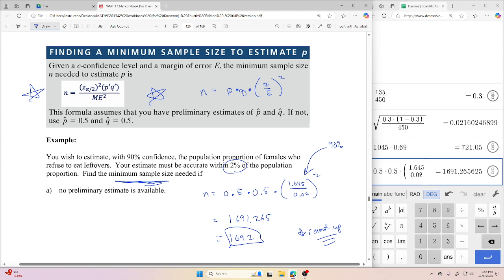Now, this is if no preliminary estimate is available. This is the first time anyone's ever thought, hey, let's go survey people about leftovers. That sounds legitimate, right? So I have no past data. I mean, let's start this right now. Do you eat leftovers? Yes, yes, no, yes, maybe. Cool. Okay, I do too.